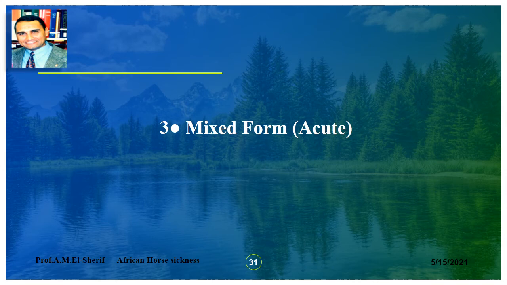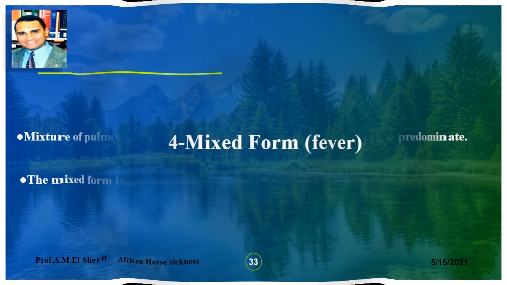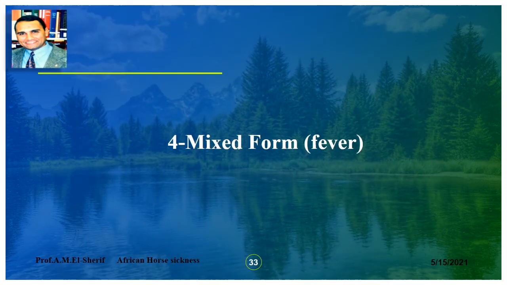Number three, the acute or mixed form. It is a mixture of pulmonary and cardiac forms where signs of one may be predominant. The mixed form is more frequently seen during necropsy. Number four, the mixed form or African horse sickness fever.